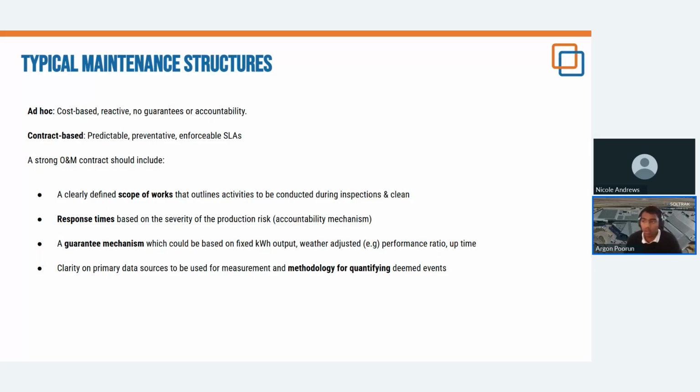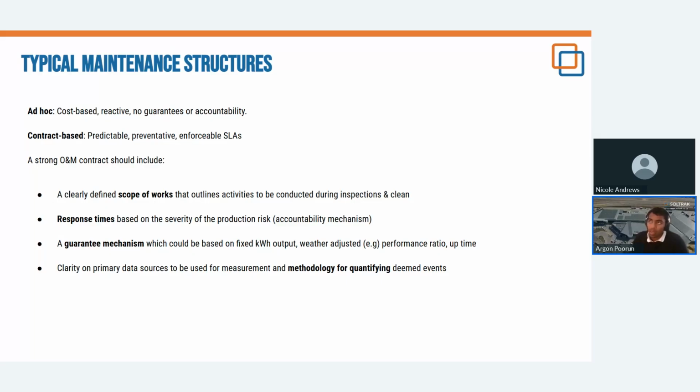Next is response times based on severity of the production risk. So what you need to include is, in the event of a production risk, such as, for example, inverter failure, there needs to be a clear indication of how much time the service provider would have to pick that up, but then also to action someone going out to site, or in the event of a warranty needing to be enforced, for the communications to be sent out for that replacement. So it's quite important to have clearly defined response times, and then often if the service provider doesn't respond in time, they would then start to become liable.